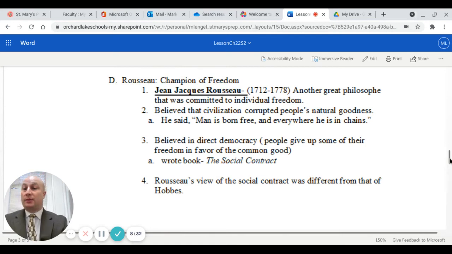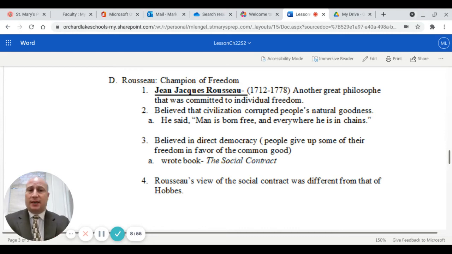Next, we'll take a look at capital letter D, Jean-Jacques Rousseau, a champion of freedom. He lived in the early to mid, all the way to the late 1700s. He's another great philosopher. He was committed to individual freedom. He believed, actually in his quote, that civilization corrupts people's natural goodness. He said, man is born free, and everywhere he is in chains.